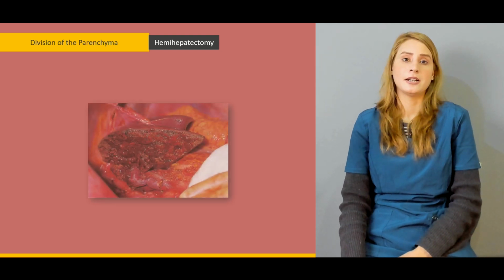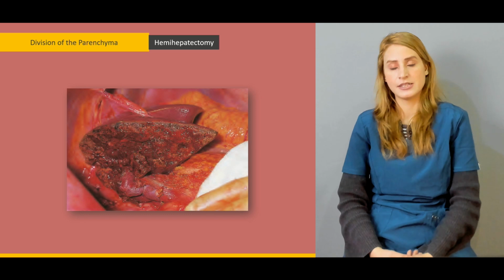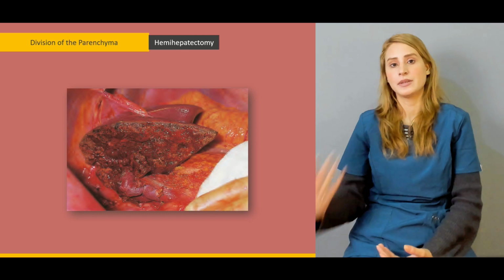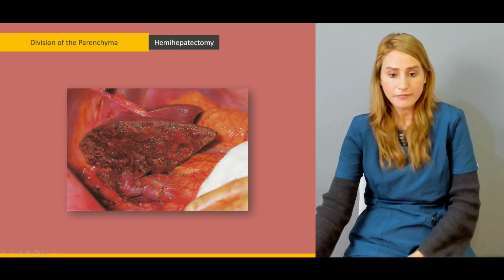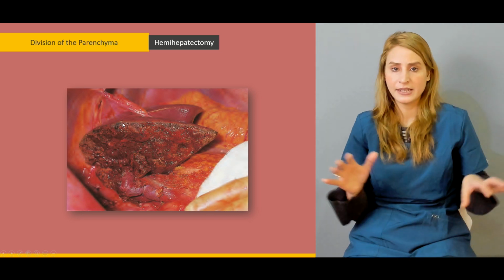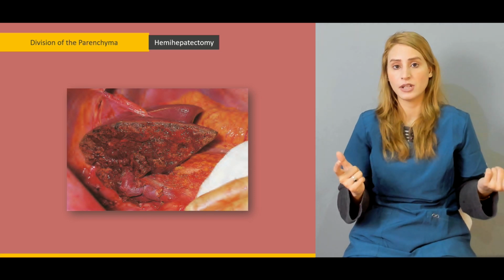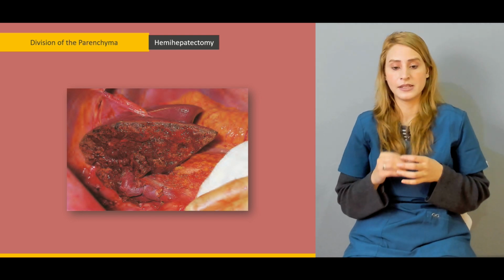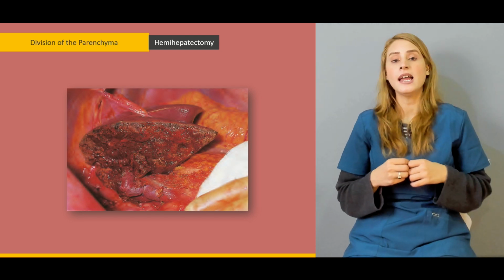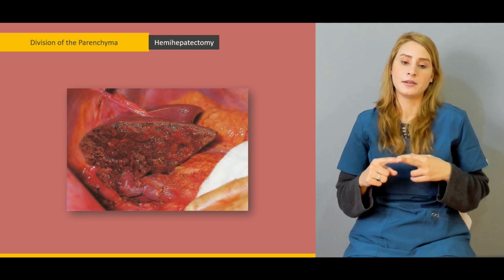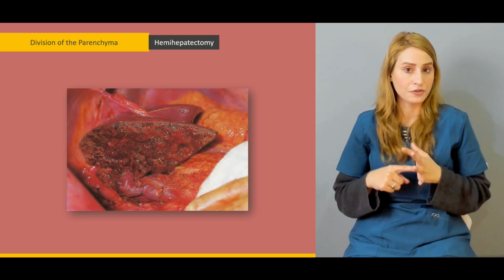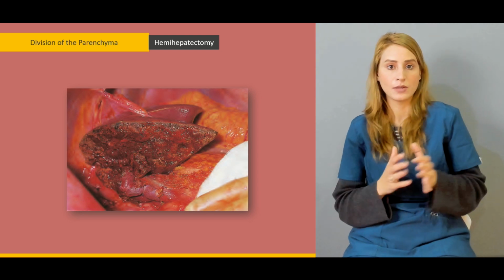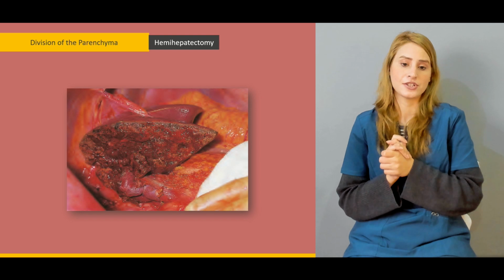Now coming to the parenchyma, division of the parenchyma, which is the hemihepatectomy. It can be either right hepatectomy or left hepatectomy. This is important. The main things were the exposure, the mobilization, and controlling the vascular part, getting the proximal vasculature control, and then reaching the hilum of the liver, identifying the vessels and ligating them one by one. And then you go to the division of the liver.